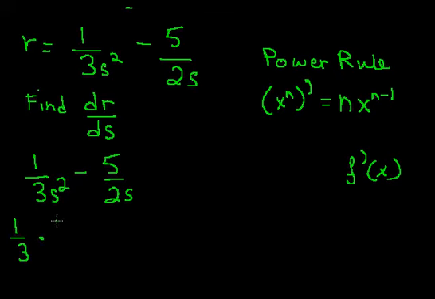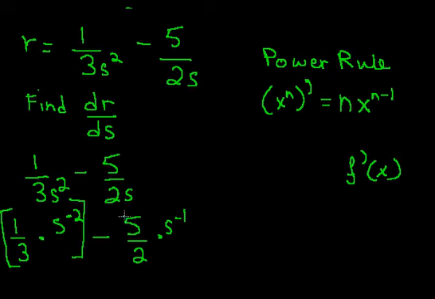We have 1/3 times s to the negative 2, minus 5 over 2 times, and over here it's s to the 1, so we make it s to the negative 1 and bring it up, because it makes it easier for us to use the power rule if we move the thing up and make the exponent negative. And this is exactly the same as the expression up here. So now we can use the power rule on this.